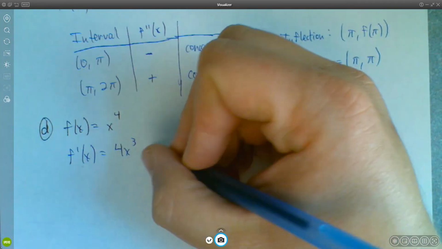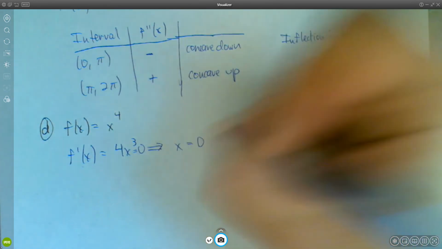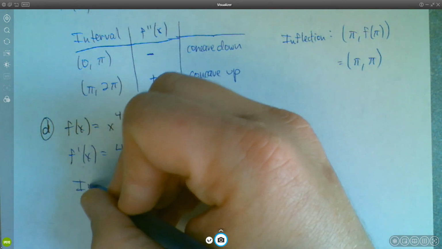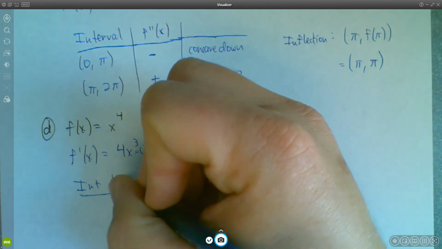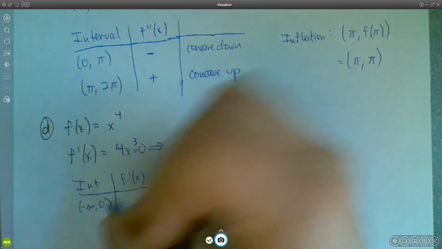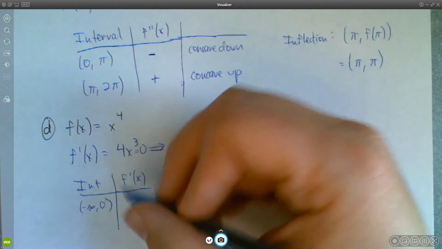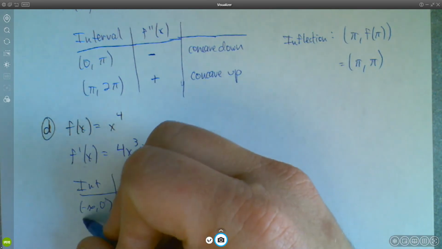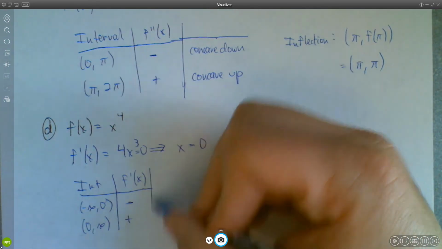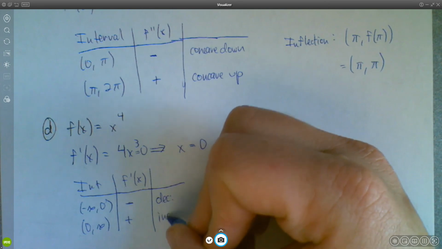F prime is 4x cubed. If you set that equal to 0 and solve, then you're going to get x equals 0. That's the only possible solution. So if you want to know where this is increasing and decreasing, then you can plug in a test point, like -1. -1 cubed is -1 times 4 is negative, so you're going to be negative there. And then if you plug in something positive, like +1, you're going to get a positive. So you must be decreasing here and increasing here.